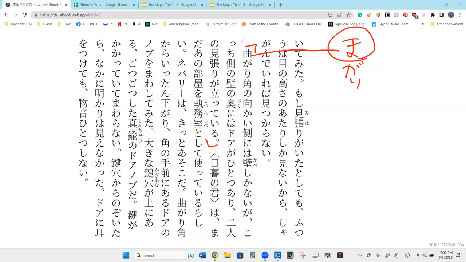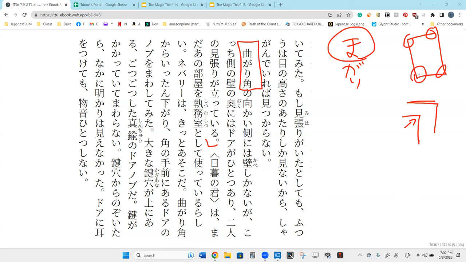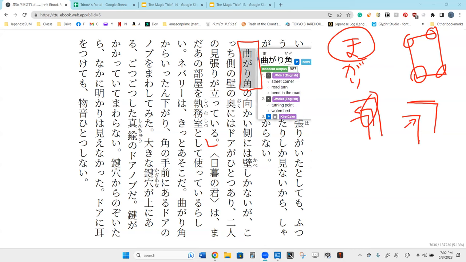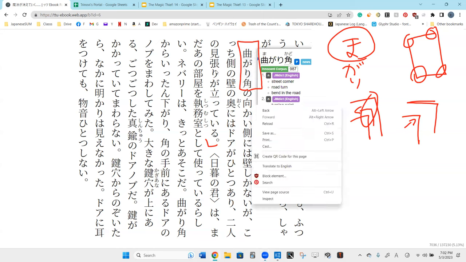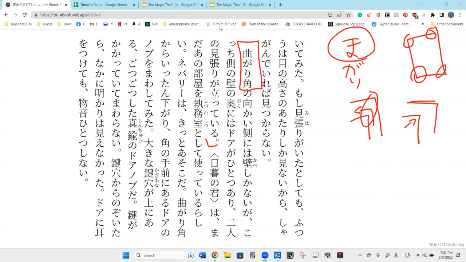So magari, but you're right, magari does mean bend. Magari kado makes you have an idea like this, because kado in itself is just corner. So you could talk about the kados of a room, right? Each room has four kados. The magari kado makes it feel more obvious that we're talking about the curve, the type of corner that shows up when you're walking in a hallway that's going to turn right. Like a street corner, that kind of idea.